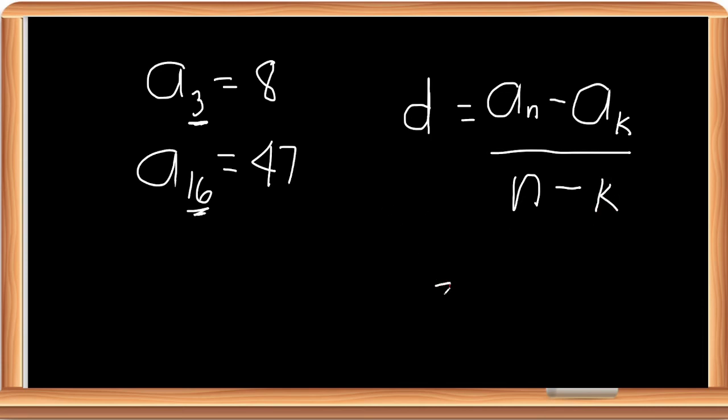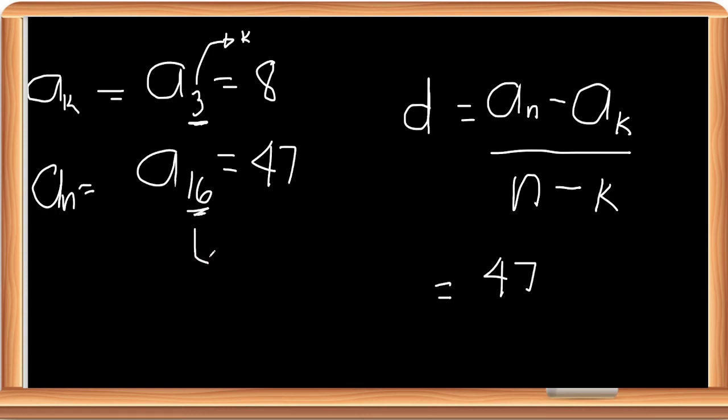Okay, substitute natin ngayon. Ang a sub n mo is 47. Ito yung magiging a sub n mo eh, kasi ito yung pinaka-last term na nabanggit. No? Ito naman yung a sub k mo, ito yung pinakaunang nabanggit, no? And then, etong 3 mo dito, ito yung k mo. Ito yung tinatawag nating k, yung n nung a sub k mo. At ito naman, ito yung n, yun yung n ng a sub n mo dito.